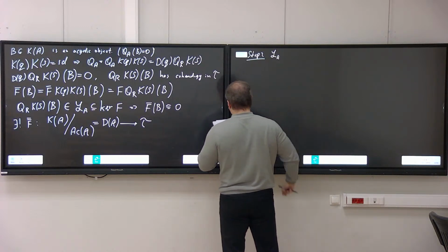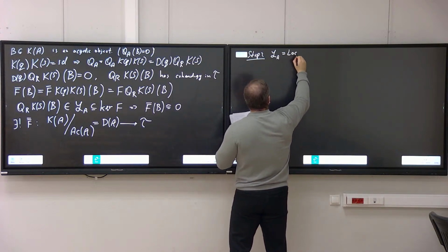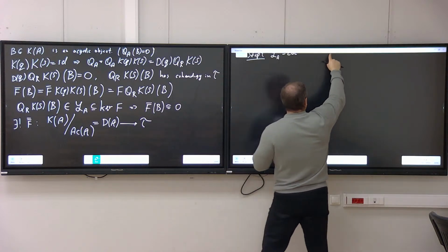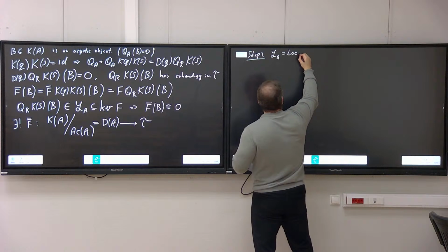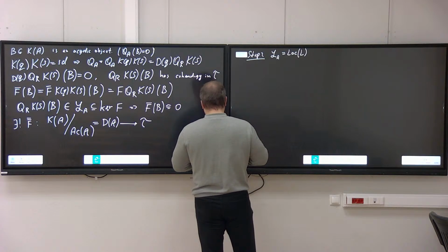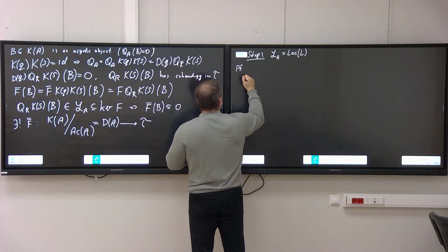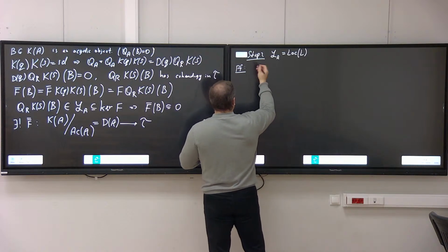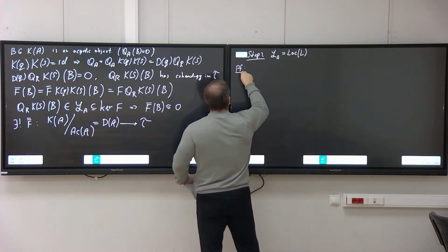L sub A, which was defined as the kernel of the DQ, is actually some localizing envelope of a set of L. And I will give you specifically this set L. So proof of this. Well, I don't want to write proof for this independent step. So this is the proof of step 2.